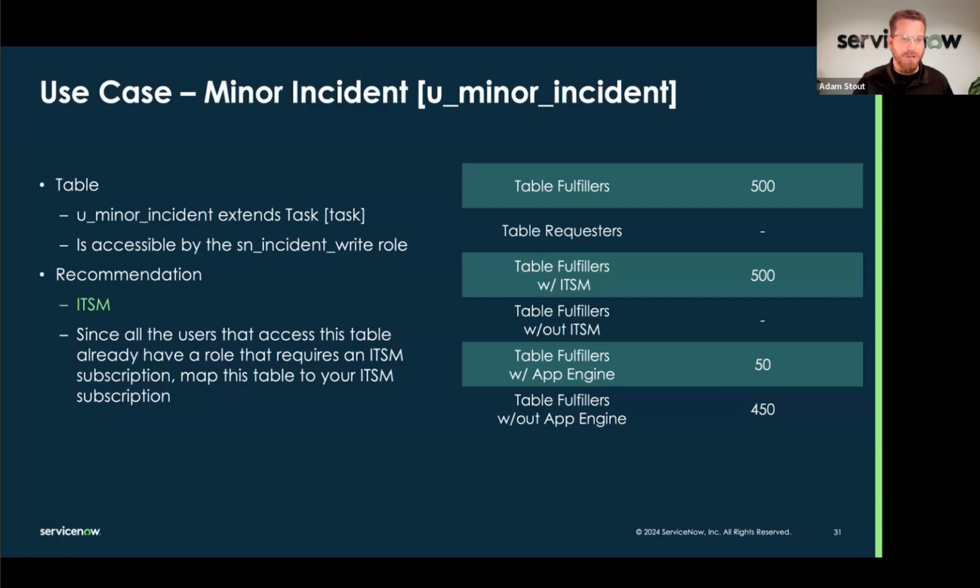So the recommendation here, given all of those things, is that I'm going to have ITSM use it. I'm going to map that table to ITSM. Totally makes sense. It didn't extend incident, but it extended task. It's going to have fulfillers. Since I'm using incident write, all of the users with incident write already use ITSM fulfiller roles, so I don't have to buy any more to come through.